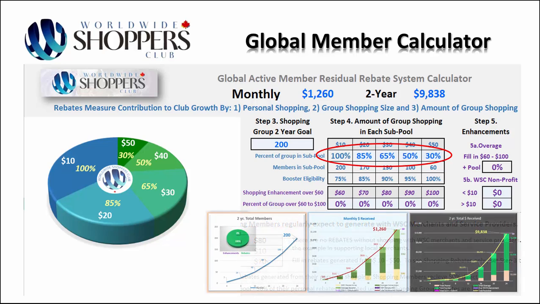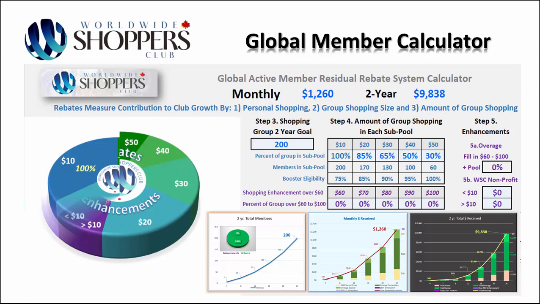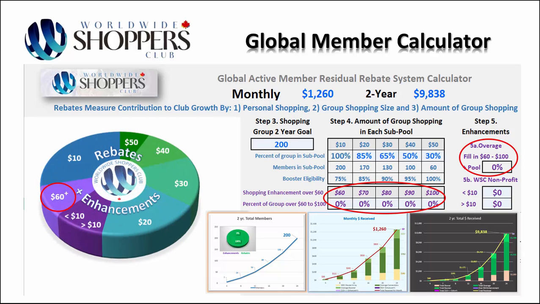Now also in this calculator, you're going to get a graphic of exactly what's happening and how much you would receive over the 2-year period. Because remember, this is getting to just 200 members over 2 years. So if you did do that, you'd be at the $1,260 rebate per month, but you would have also collectively got $9,838 over the 2 years. So what you can see right now in this scenario is that we don't have any enhancements. But what I want to do is add enhancements in. So there's 2 places we can do that. First of all, over here in these 2 places, here's where you add in the 60 plus.